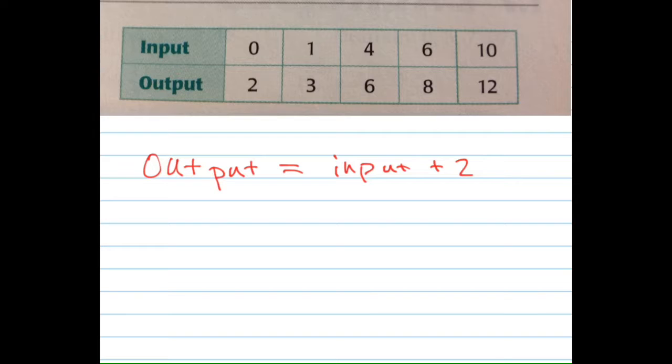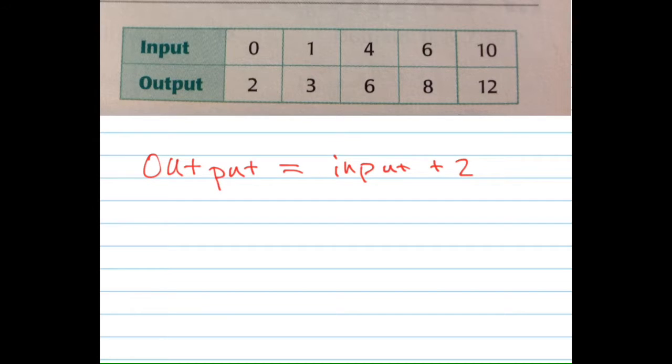Okay, because when 0 goes in, 2 comes out. 0 plus 2 is 2. 1 plus 2 is 3. 4 plus 2 is 6. Don't just figure out the first two numbers and assume it works for all of them. Check all of the pairs and make sure that the rule works for every single one of them.